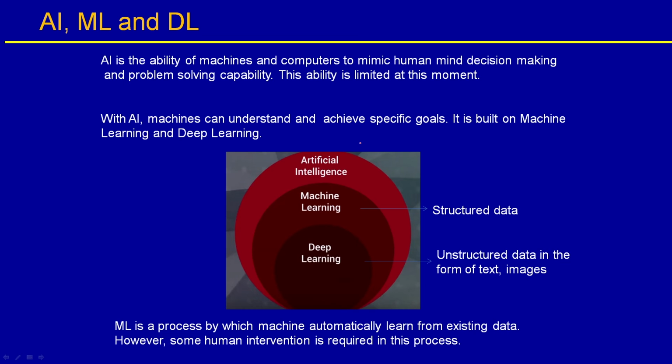But deep learning can use any data: unstructured data, structured data, data in the form of text, images, or any other format, it doesn't matter. So our discussions in the next 20 lectures will first focus on machine learning, where we'll talk about how structured data can be handled. And then once you learn that aspect very clearly, we'll go into deep learning, where you can use unstructured data like text and images. So ML is nothing but a particular process by which machine automatically learns from the existing data. But still it requires human intervention, otherwise it cannot learn all these things.